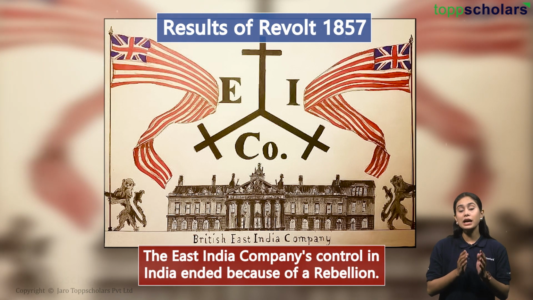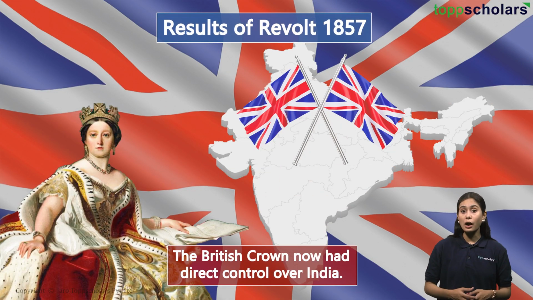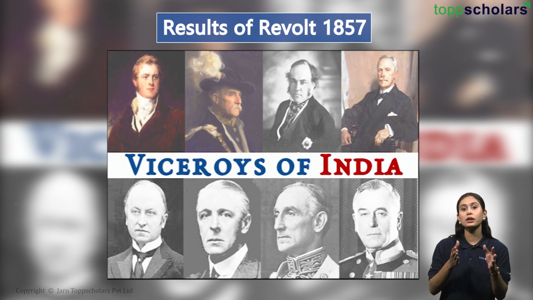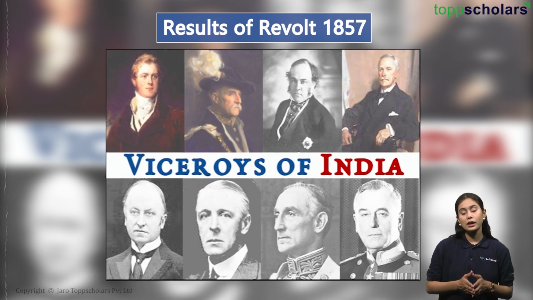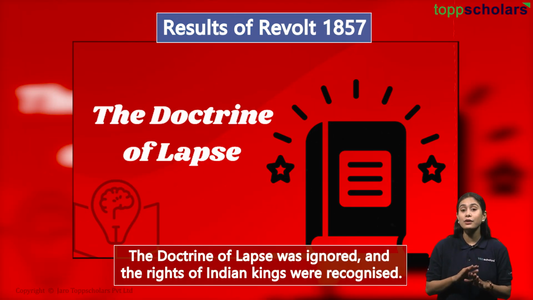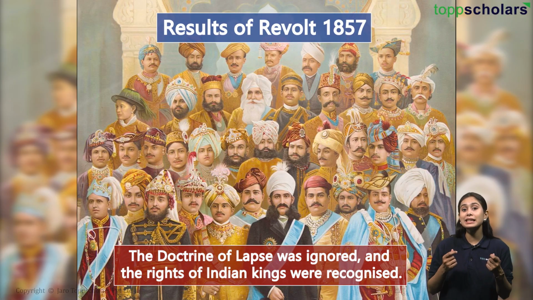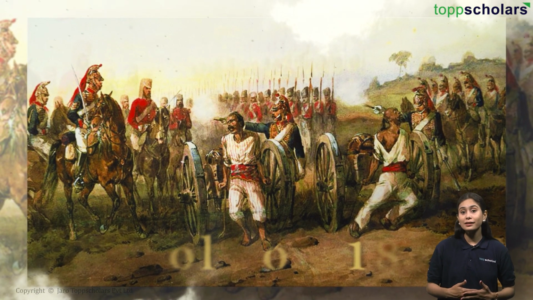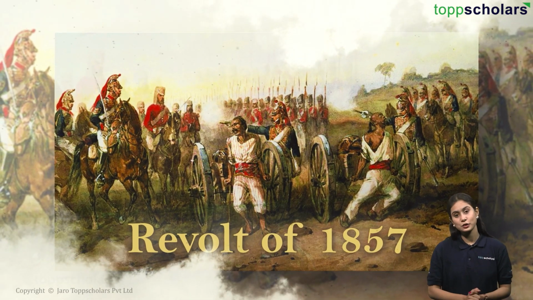The East India Company's control in India ended because of this rebellion. The British Crown now had direct control over India. Viceroy was now the new title for the governor's office. The doctrine of lapse was ignored and the rights of Indian kings were recognized. The army was changed, but the English still controlled the armory. With these, we have come to an end of this topic.